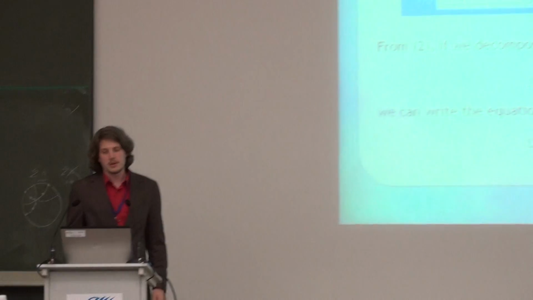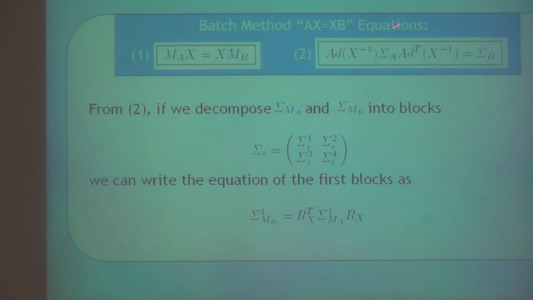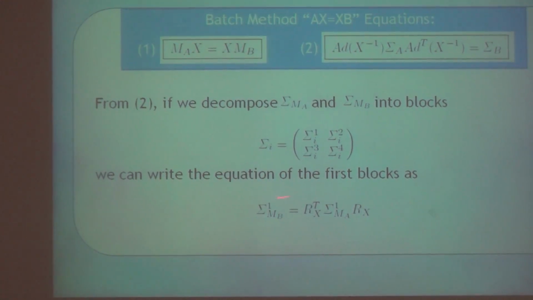If we look at these two equations, we ask how do we solve them? We formulate the problem like, can you give me an answer for X? We can start looking at equation 2, and decompose all of these matrices into blocks. If we compose each of these elements into blocks as such, we can look at the first block and get an equation that relates the covariance of B to the covariance of A by the rotation component of X.